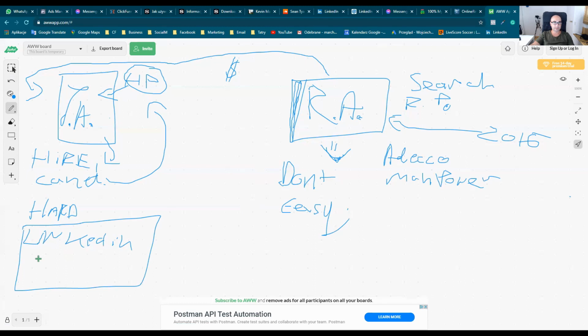LinkedIn, and your network. So maybe we worked somewhere before, and oh, it's hard to write with a mouse. It's hard to draw with this mouse. But anyway, this is where you look for those clients.